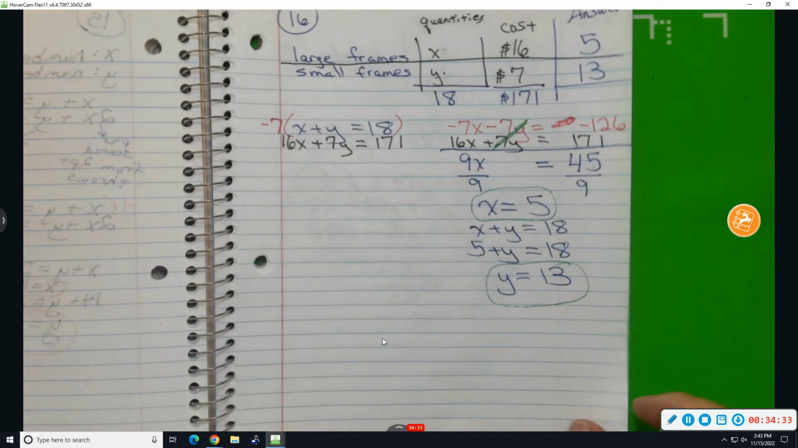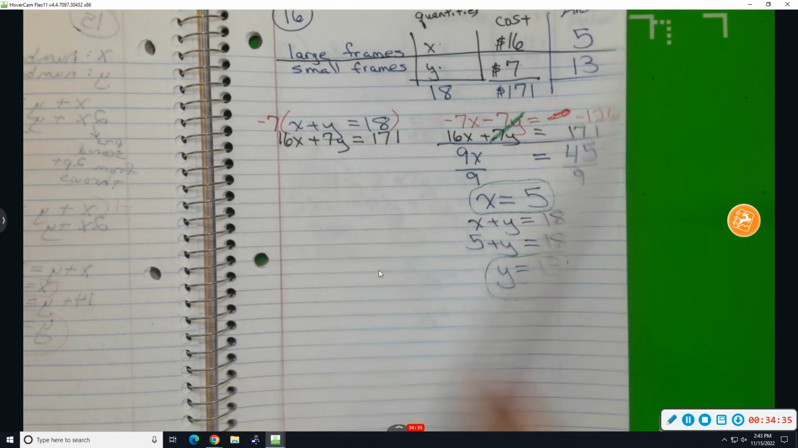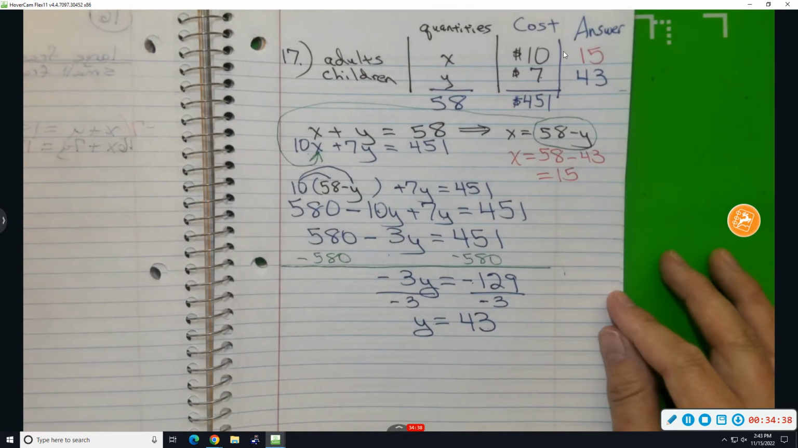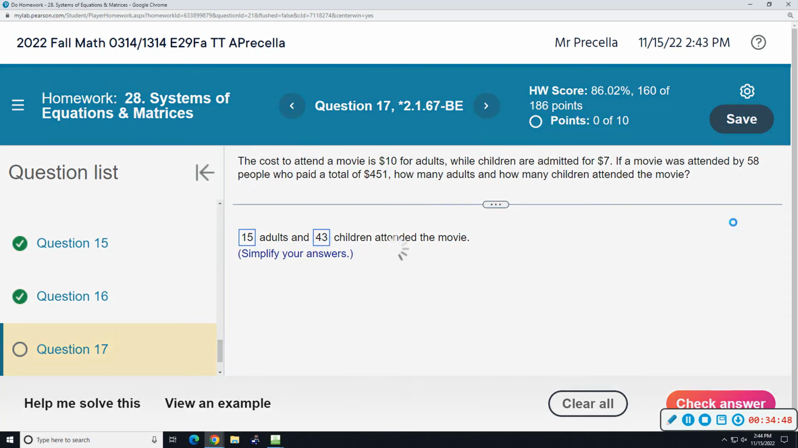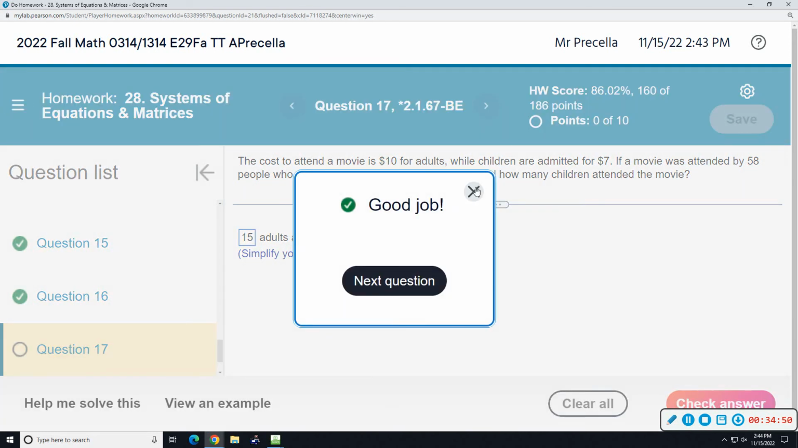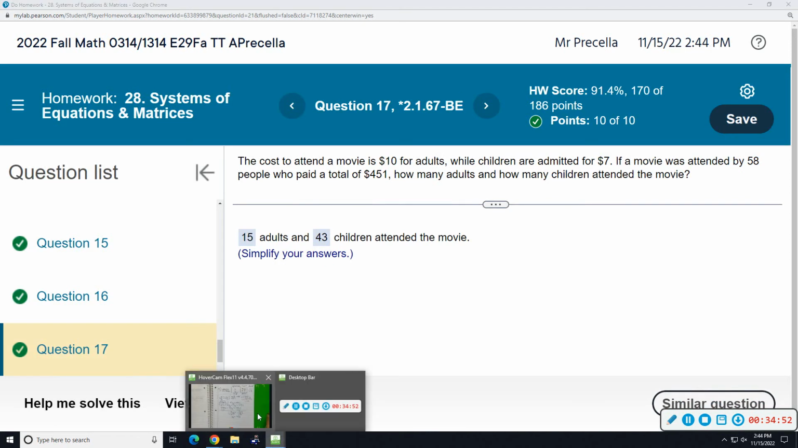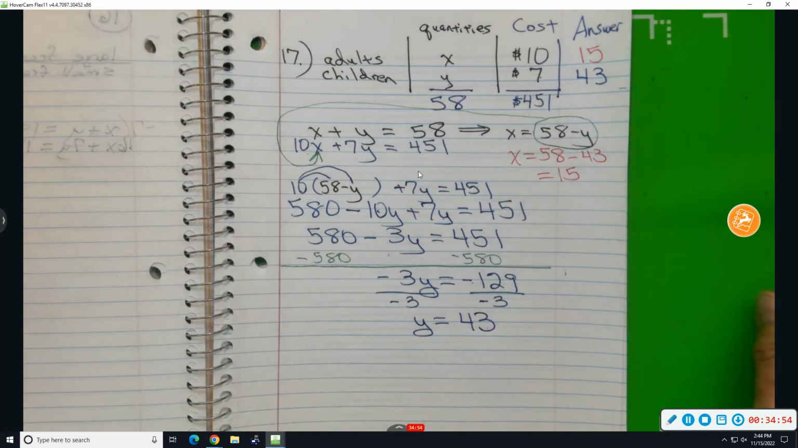Yes. And I've got to get those answers to type them in. What were the answers on number 17? 15 adult, 43 children. So 15 adult, 43 children. Any questions there? Any questions?